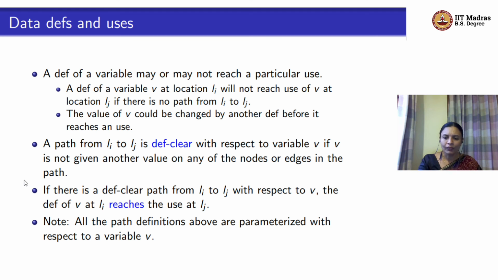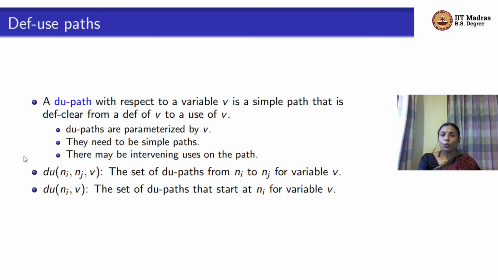And these are done one variable at a time. So for the next variable, there could be two other locations, and so on and so forth. A du path, short for def use path, with reference to a variable v, is a simple path that is def clear from a definition of v to a use of v. Du paths are parameterized by v. Du paths have to be simple paths. You remember what a simple path is? A simple path is a path where there are no internal vertices that repeat. We saw it in the context of prime path.